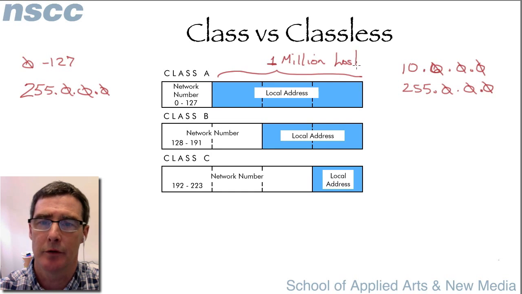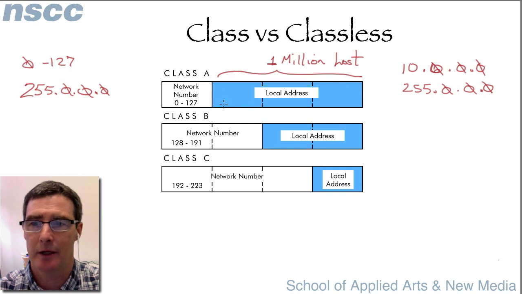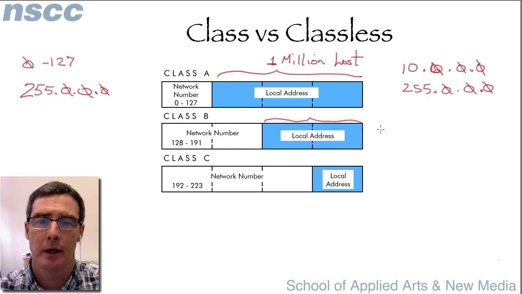Here you had actually up to 16 million hosts that you could have. So these were reserved for very large organizations, so they could request a Class A address. Class B was a smaller number of hosts that we could have. We could have about 65,000 hosts in these networks.